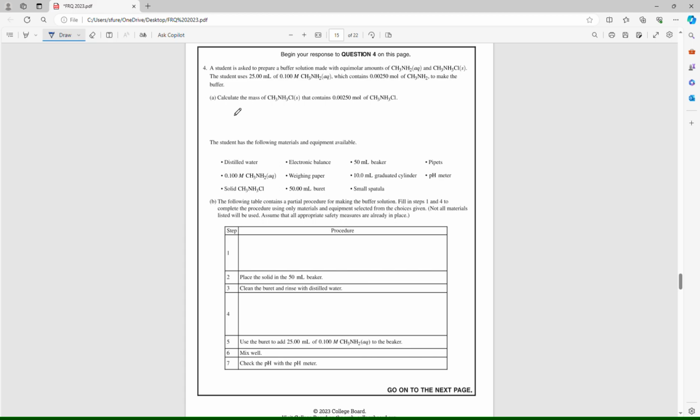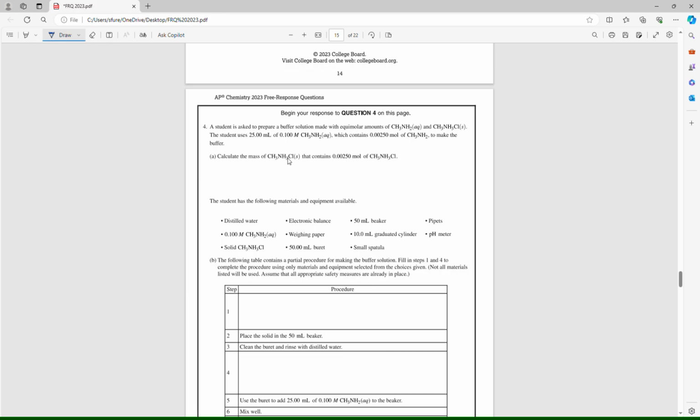Calculate the mass of CH3NH3Cl that contains 0.0025 moles. Okay, so this is just stoichiometry. We're just going from moles to grams. We need the molar mass of CH3NH3Cl, so let's determine that real quick. Carbon's molar mass is 12. Molar mass of hydrogen is 1, and there's 6 hydrogens, so 12 plus 6. Molar mass of nitrogen is 14. Molar mass of chlorine is 35.45. So the overall molar mass is 67.45 if you do it this way.